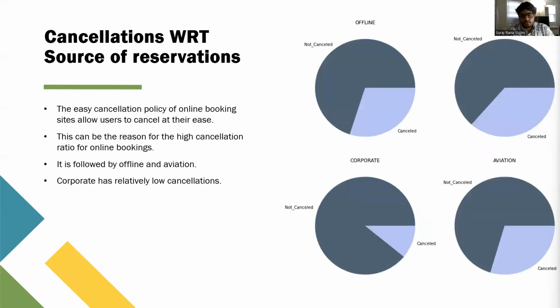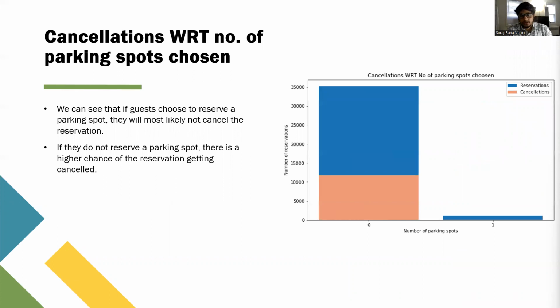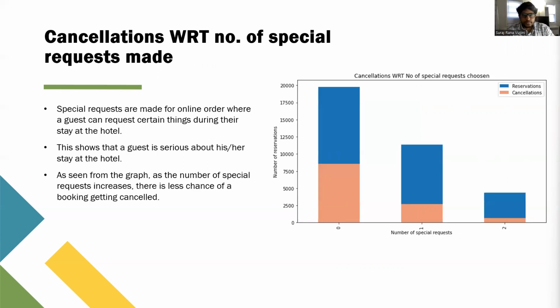These are the cancellations with respect to sources. These are cancellations with respect to total nights, and this is cancellation with respect to number of parking spots used. Basically, if a guest chooses a parking spot, he's less likely to cancel. Now, if we see cancellation with respect to number of special requests made, we can see that as the number of special requests increases, the chance of a reservation getting cancelled decreases.